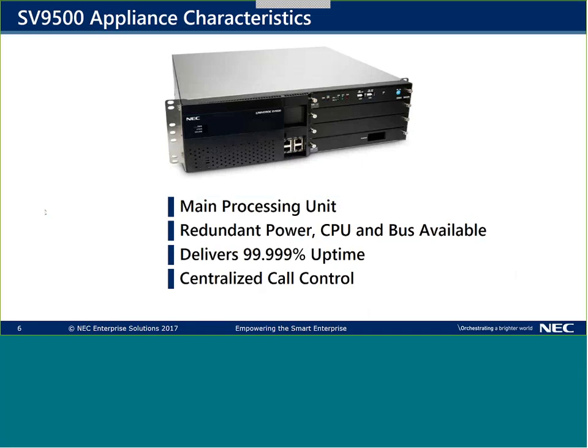In terms of the SV9500 appliance itself, it is the central control for the system. It contains the main processing unit, and it can be configured with full redundancy, which means redundant power, redundant CPUs, and redundant bus. And that extends throughout the entire system architecture. This appliance delivers 5 nines of uptime, as we always have, and is the centralized call control for the entire network.